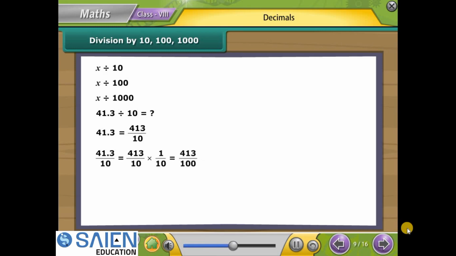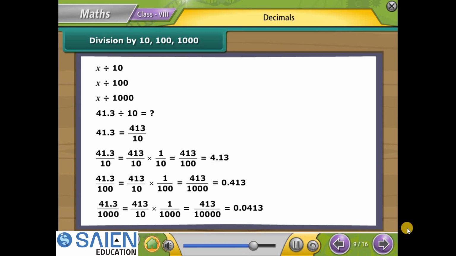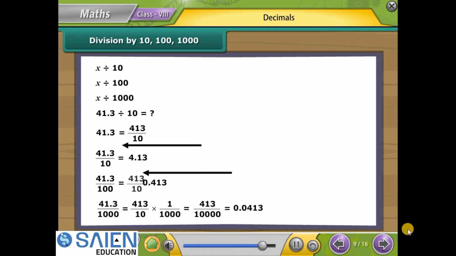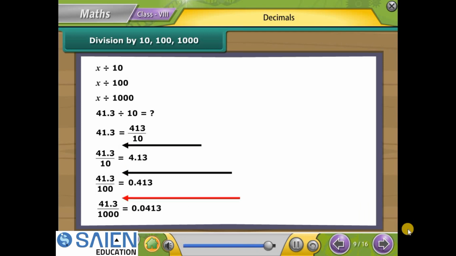This gives 413 upon 100, which is equal to 4.13. Similarly, when we divide 41.3 by 100 and 1000, we get 0.413 and 0.0413 respectively. Thus, we can say that when a decimal number is divided by 10, 100 and 1000, the decimal point in the quotient shifts to the left by 1, 2 and 3 places respectively.